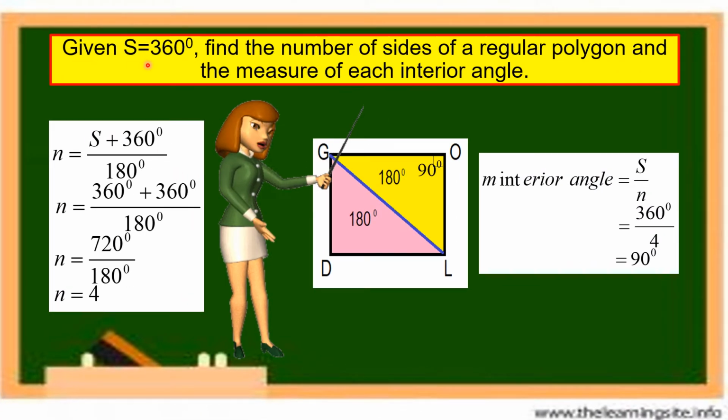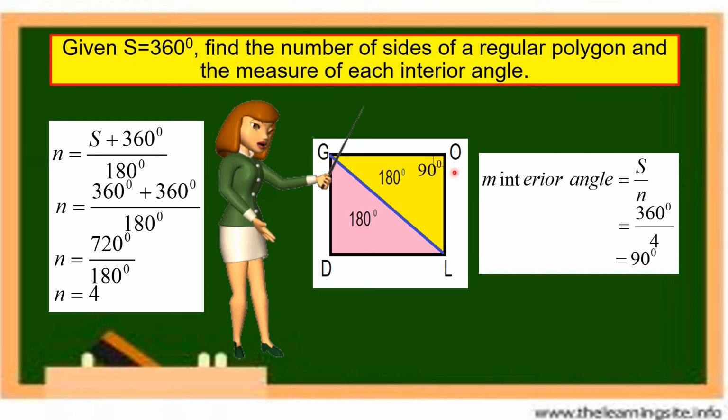Given S equals 360 degrees, find the number of sides of a regular polygon and the measure of each interior angle. So we need to write the formula N equals (S plus 360) divided by 180. 360 plus 360 is 720, divided by 180 is 4. So we have a quadrilateral. Since that is a regular polygon, that is a square. So we have a square.